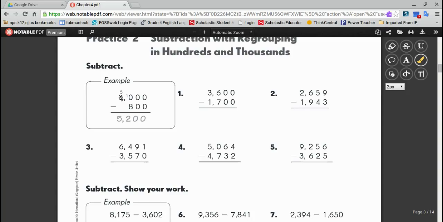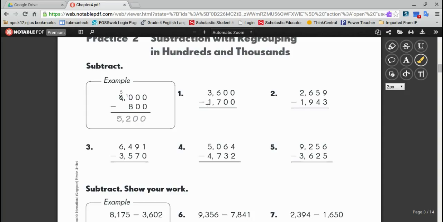Here I have 6,000. If I take one of my thousands away, I have 5,000. And I'm going to regroup that 1,000 into 10 hundreds. So that's why right now I have 10 hundreds over here. So 10 hundreds minus 8 hundreds equals 200, or 10 minus 8 equals 2. And again, that's my hundred spot. So it's really 1,000 minus 800 equals 200. And then here we go with my 5,000. I can bring that straight down, 5,000.